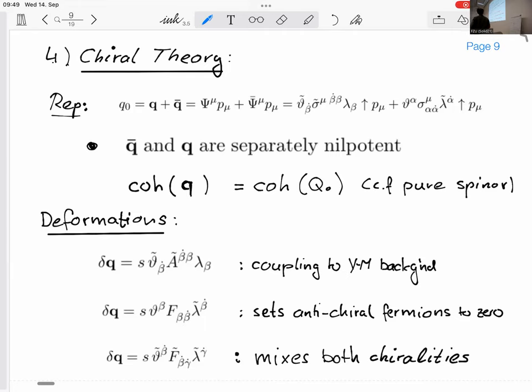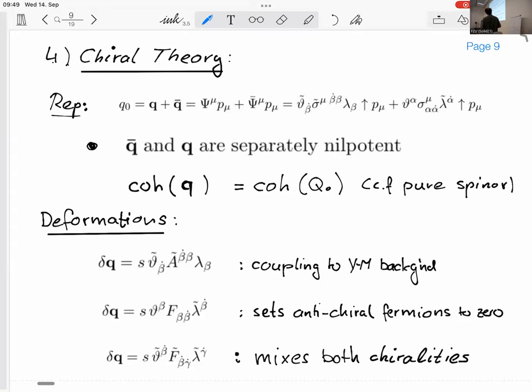And it will no longer be nilpotent, also the operator. That would also be, for instance, you can switch on this deformation and it doesn't destroy nilpotency of the operator. That's just saying the statement that the fermion can propagate in any Yang-Mills background. The fermion doesn't need the Yang-Mills background to be on shell in order to propagate on it. So this is well known.